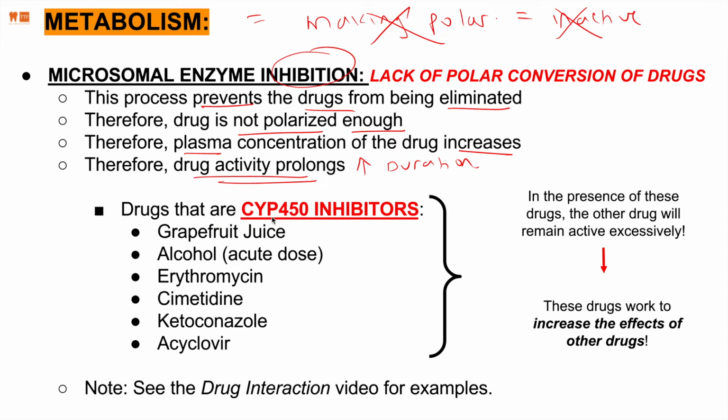The drugs that are CYP450 inhibitors include grapefruit juice, alcohol in acute doses, not chronic alcoholism, acute doses of alcohol, erythromycin, cimetidine, ketoconazole, acyclovir. Remember, acyclovir is an antiviral, ketoconazole is an antifungal, and erythromycin is an antibiotic, right? All of these are inhibitors. Therefore, in the presence of these drugs, the drugs will remain active excessively.